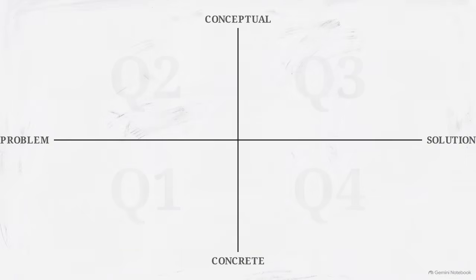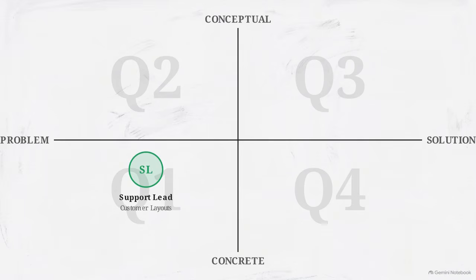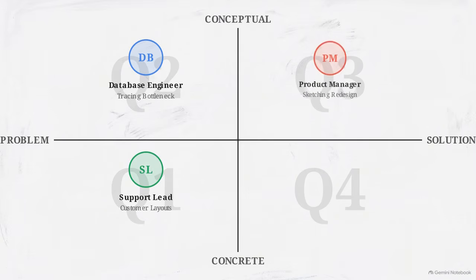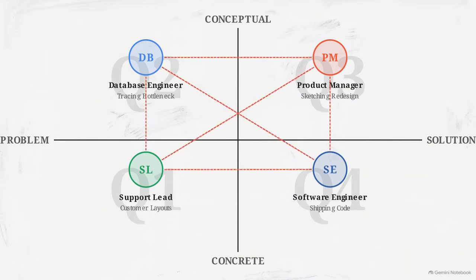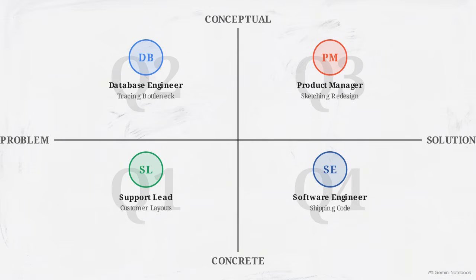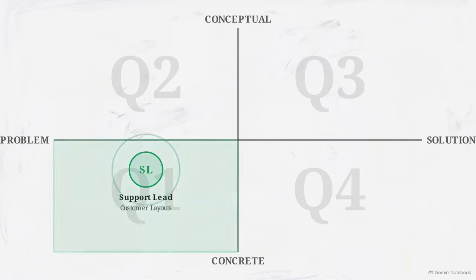Let's take that chaotic dashboard meeting from earlier and plot it on the map. The support lead, pinning down customer layouts, was in Q1. The database engineer, tracing the bottleneck, was in Q2. The product manager, sketching a redesign, was in Q3. And the software engineer, shipping code, was in Q4. Their work didn't connect because they were operating in 4 different stages simultaneously. They had never agreed on Quadrant 1 together.